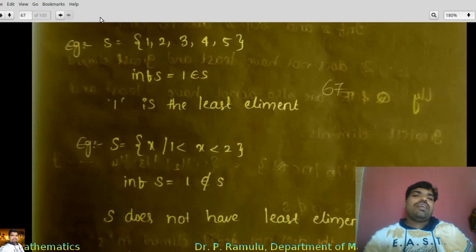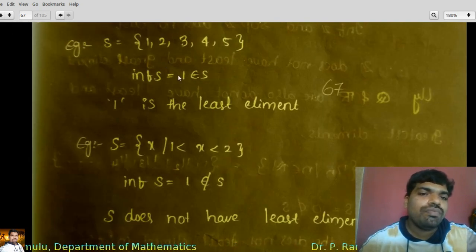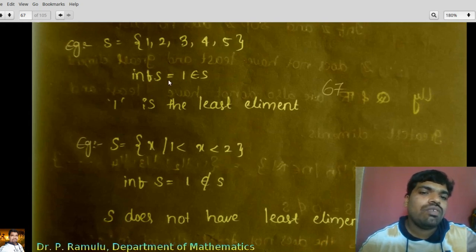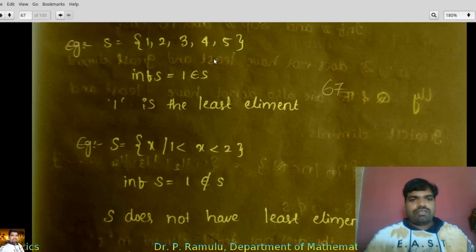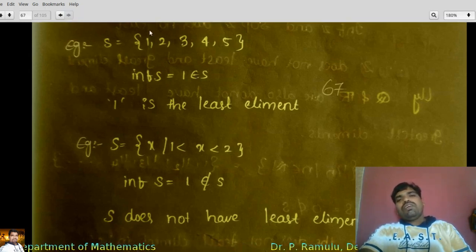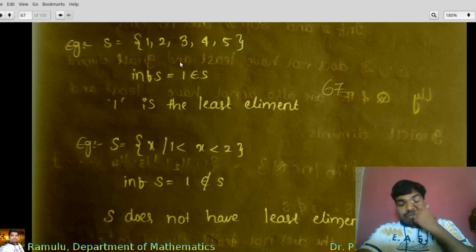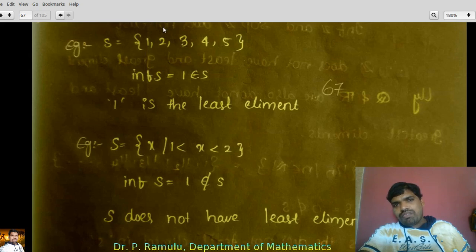Suppose I am taking here S equal to 1, 2, 3, 4, 5. What is the infimum of S? The infimum of S is equal to 1. Does 1 belong to S? Yes, 1 belongs to S. So for 1 to 5, the infimum of S, 1, belongs to S. That means it is a member of S. The infimum of S is a member of S.